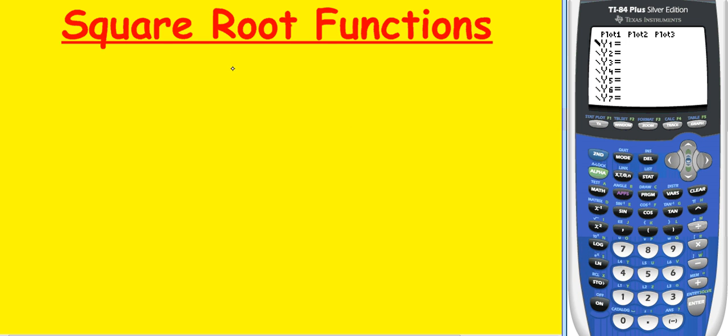We're going to be working with some square root functions. Now, these are the type of functions that contain the square root of a variable. For example, f of x equals the square root of x. One thing we want to know is what this function looks like.